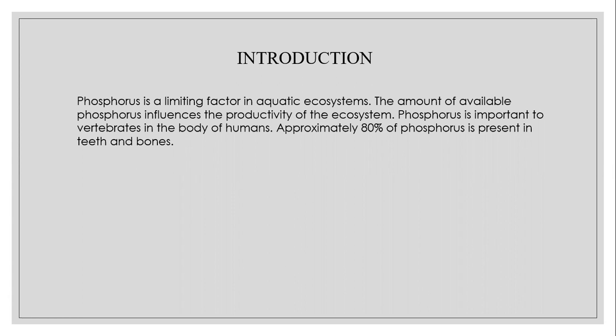So the phosphorus-containing compounds, phosphate and adenosine triphosphate, which is ATP, are important in the energy transfer reactions at the cellular level. It is a limiting factor in aquatic ecosystems. The amount of available phosphate influences the productivity of the ecosystem. Phosphorus is important to vertebrates in the body, and approximately 80% of phosphorus is present in the teeth and bones. Now we go on to look at the phosphorus cycle.